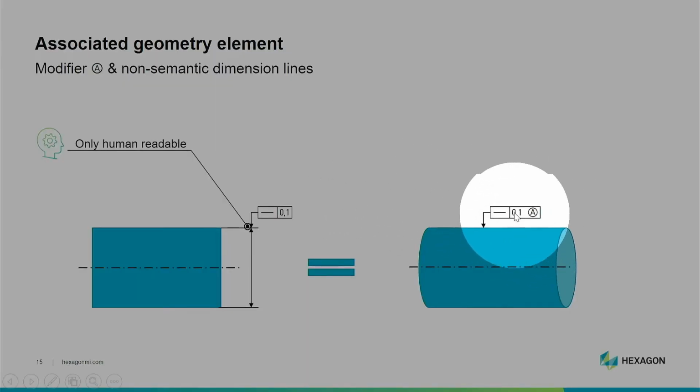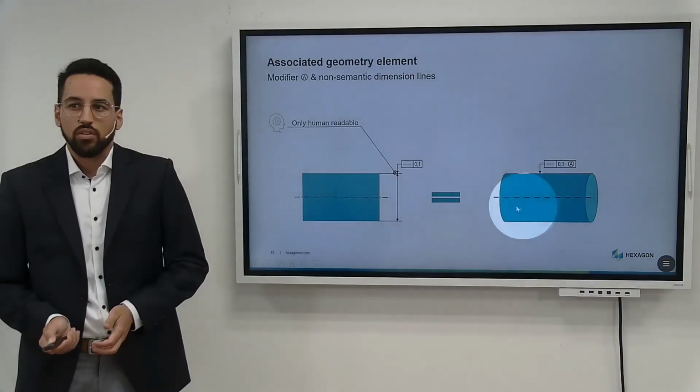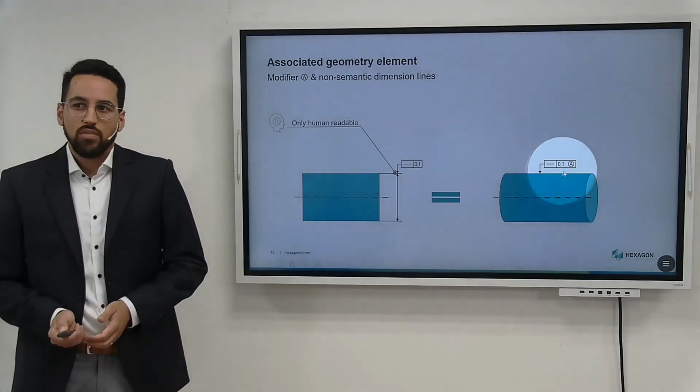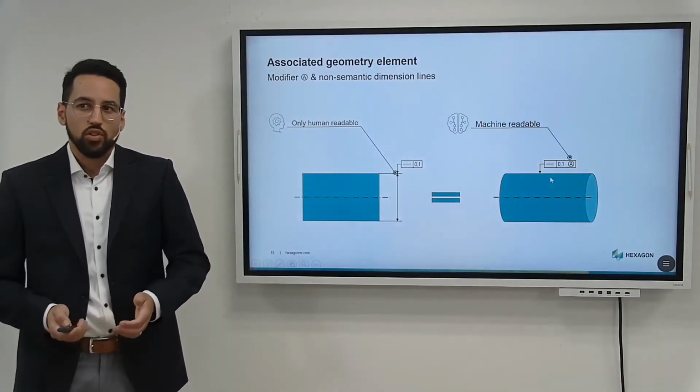Here you can see the circled A is the modifier for associated geometry elements, and then the machine knows it has to make the evaluation on the central line or the axis of this cylinder. And with adding or leaving this modifier, the measurement task is clear. So this is machine readable.